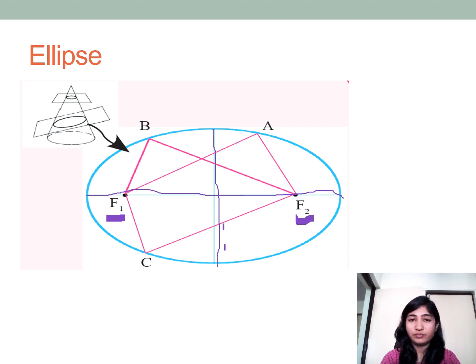Okay. Look at this diagram. If you make a cone out of paper and cut it horizontally, you will get the shape of a circle. But if you cut it slantingly, you will get an ellipse. You can try it.